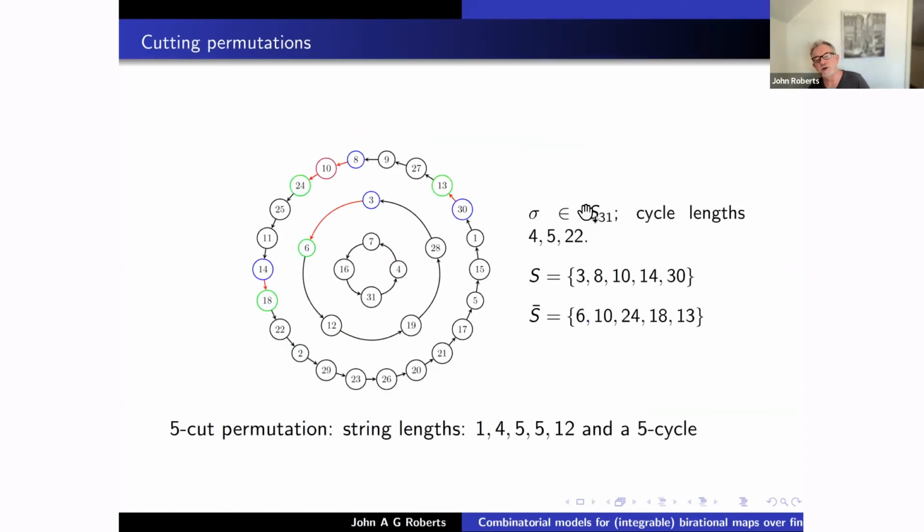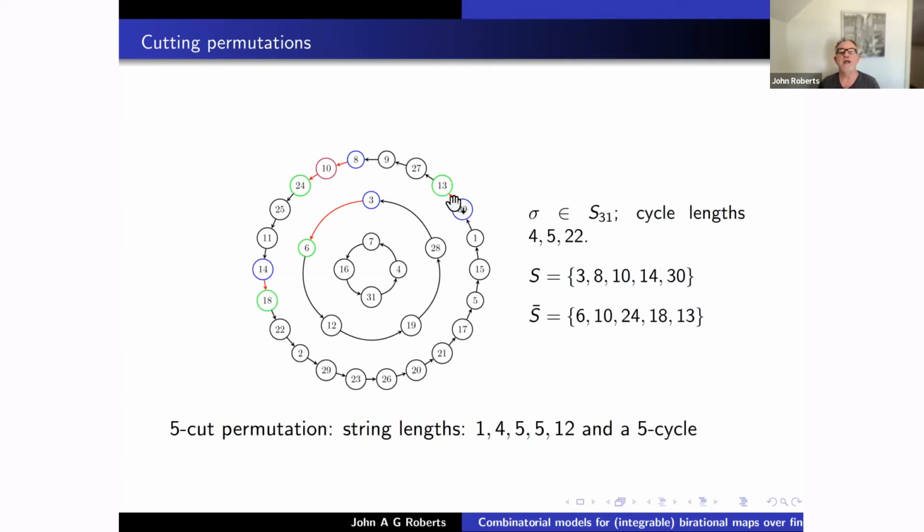Well, everything I just described can be taken from a permutation. So here in this picture is a permutation of 31 elements with cycle lengths 4, 5, and 22. And I draw it as a directed graph, and then I'm going to introduce red cuts, if you like, and I'm introducing 5 of them here.